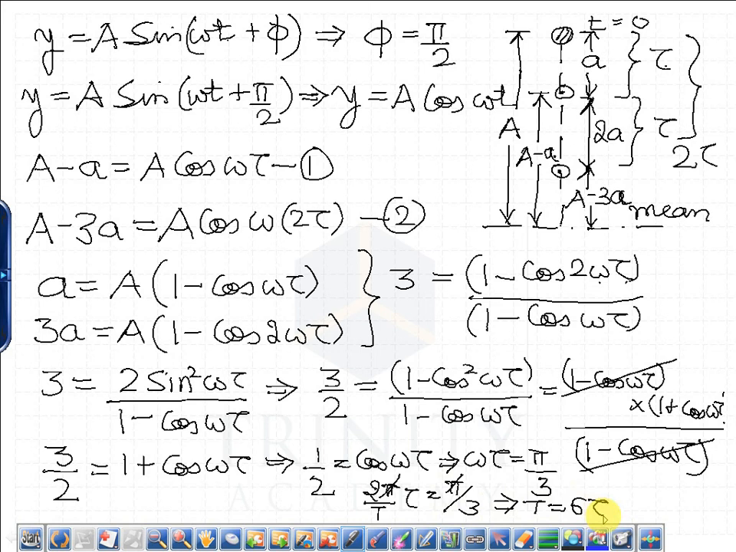So that was actually the desired answer, which we found by a conceptual method also, and it can be obtained in this way also.